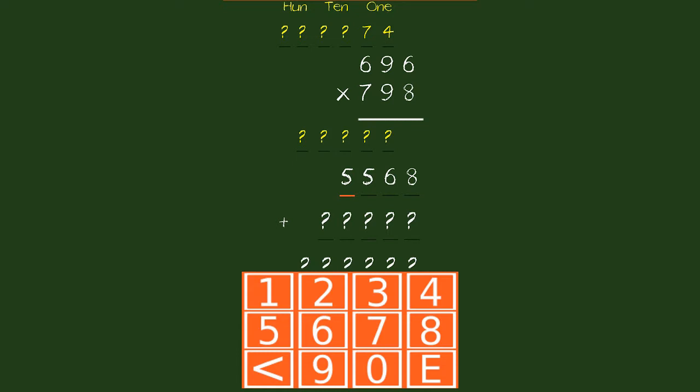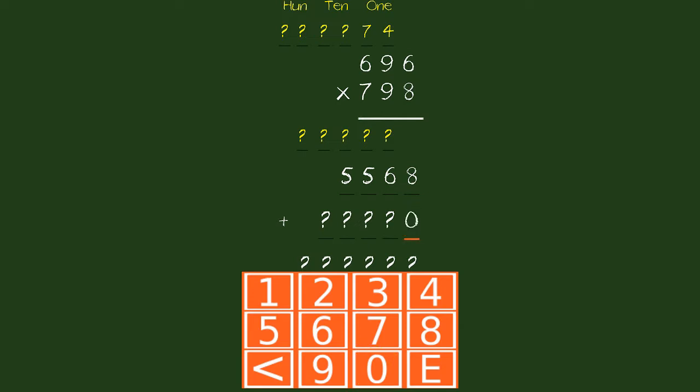Now we can multiply 696 times 90. Remember, since we are multiplying by 90, not 9, that we need to put a 0 in the ones answer location here before you start multiplying. Touch the question mark in the ones answer location here and the 0 on the keyboard to do that.